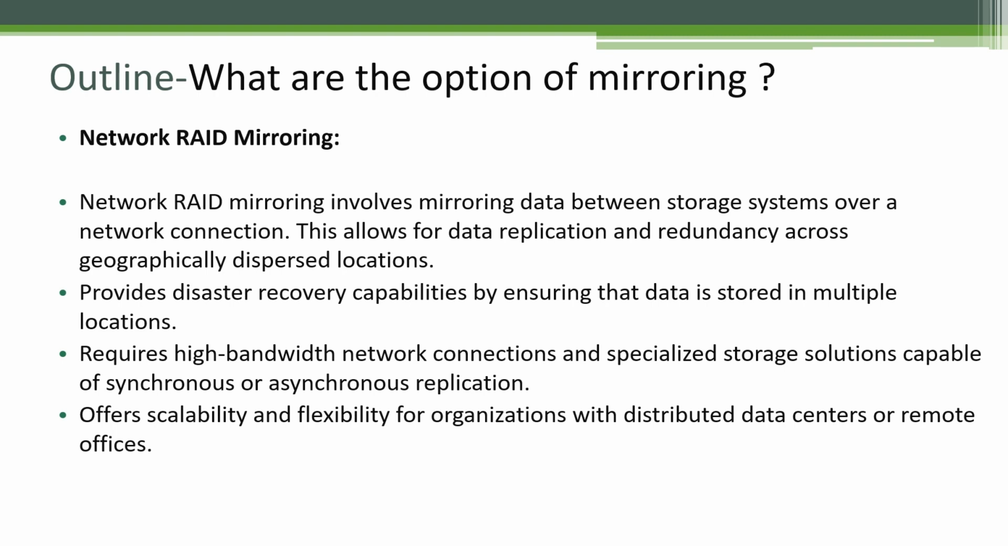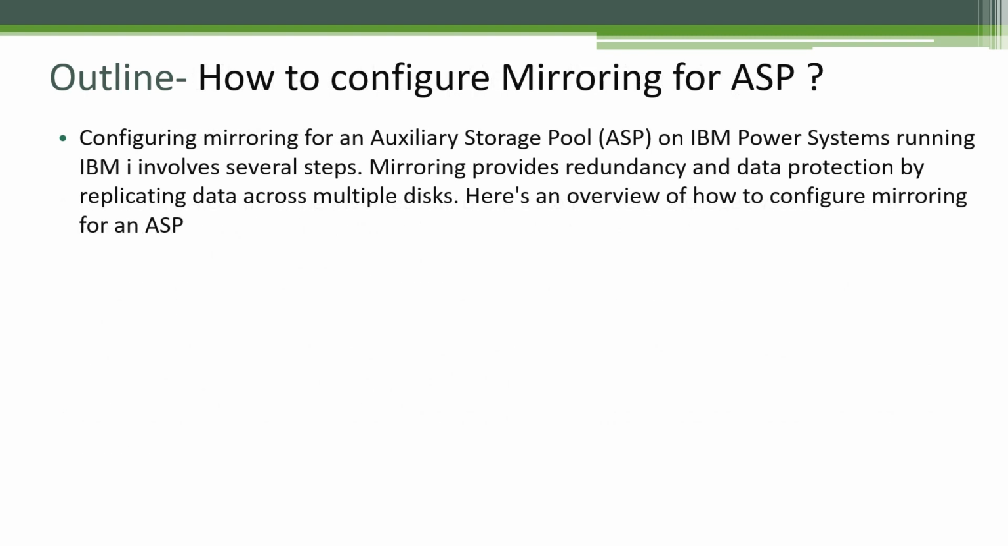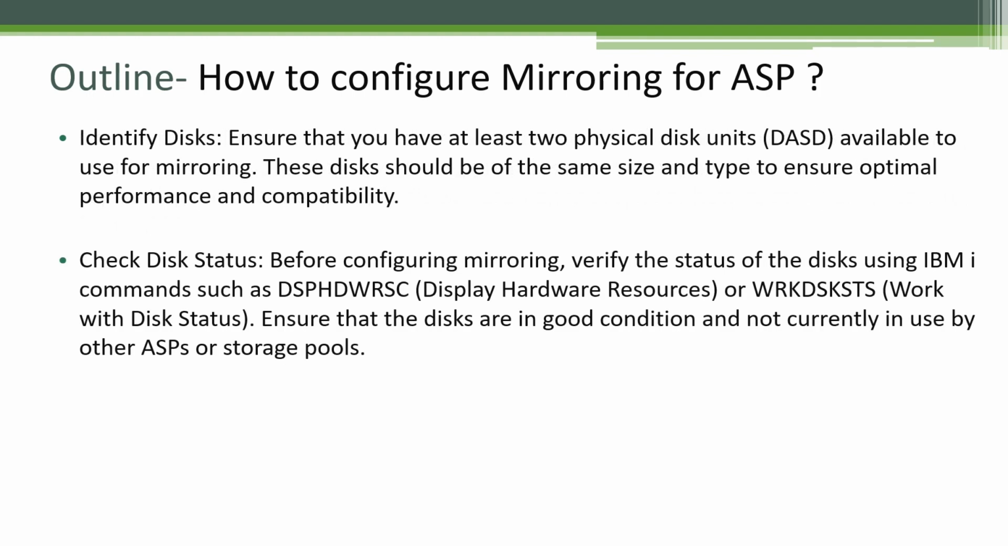Network RAID mirroring. Network RAID mirroring involves mirroring data between storage systems over a network connection. This allows for data replication and redundancy across geographically dispersed locations. Provides disaster recovery capabilities by ensuring that data is stored in multiple locations. Requires high-bandwidth network connections and specialized storage solutions capable of synchronous or asynchronous replication. Offers scalability and flexibility for organizations with distributed data centers or remote offices.